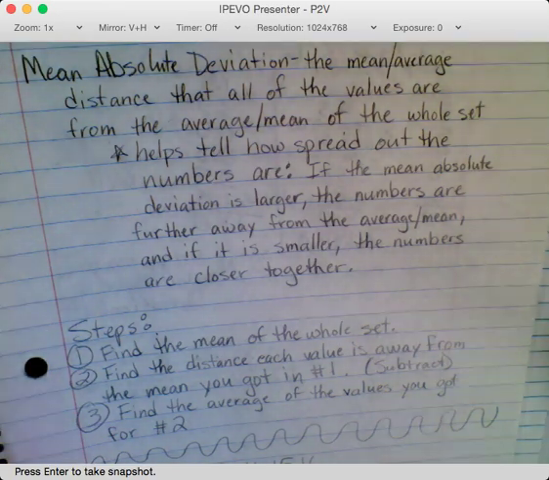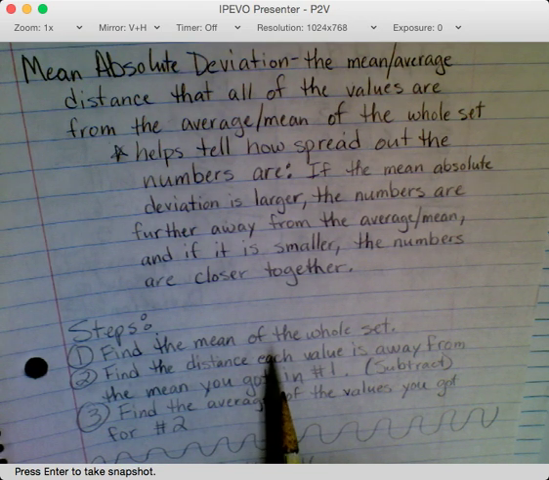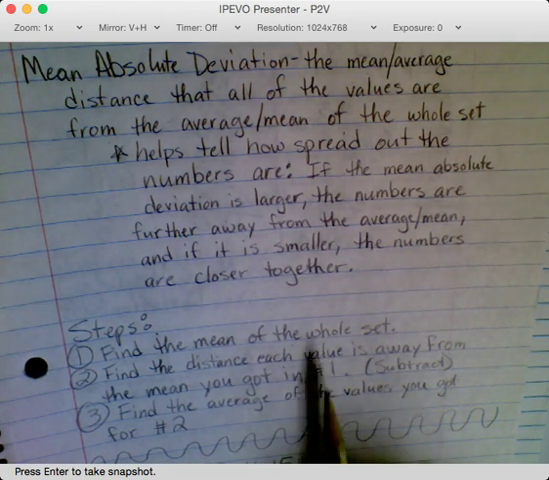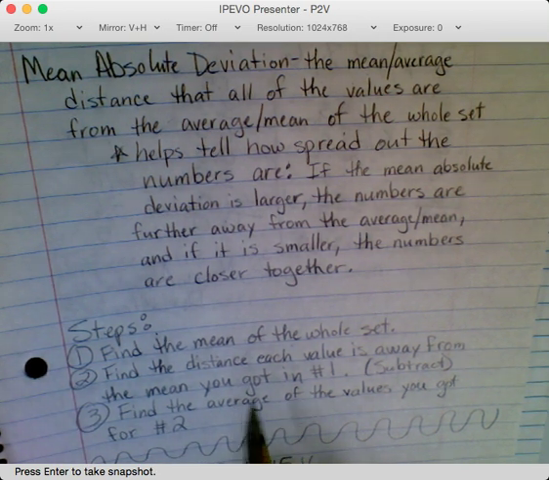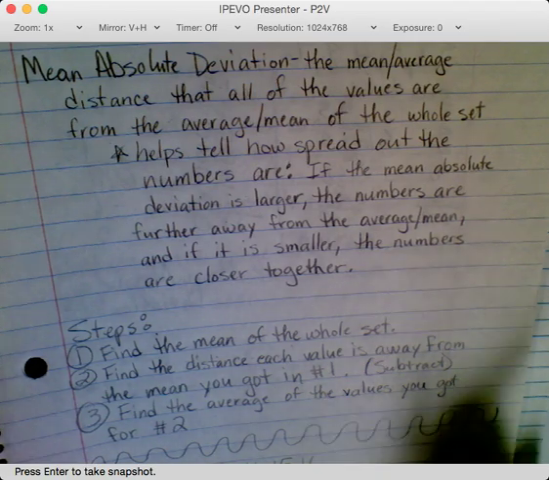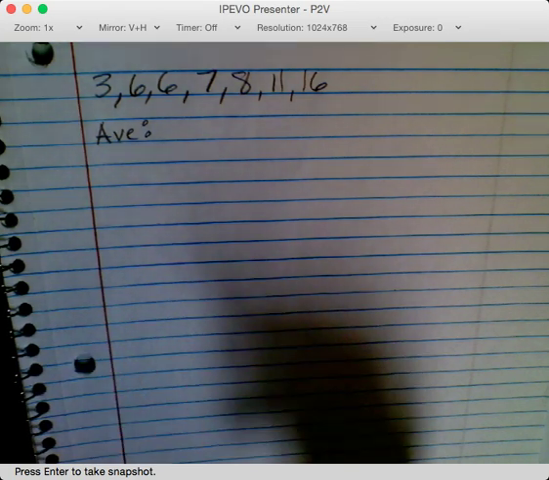So the steps to finding it are: find the mean, or the average, of the whole set. Then you find the distance each of those values is away from the mean that you got in that first answer, which means you subtract. And then after you do that, you find the average of the values that you got in number 2. So you find the average of those values that you got when you subtracted. Let me give you an example to show you what that would look like.